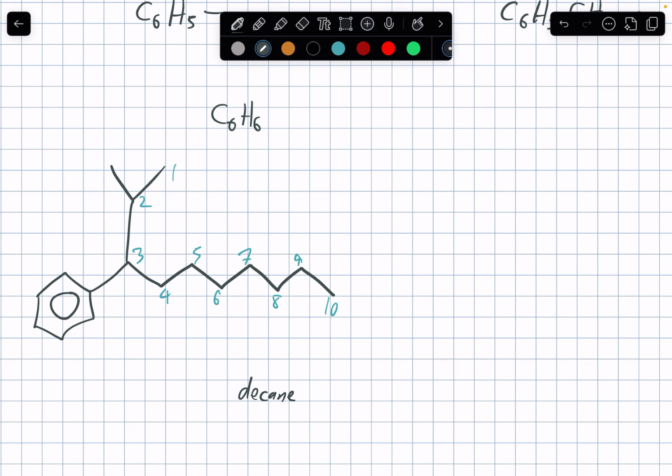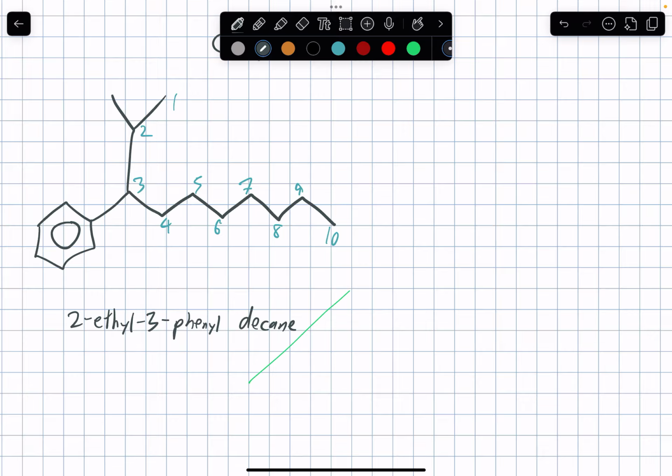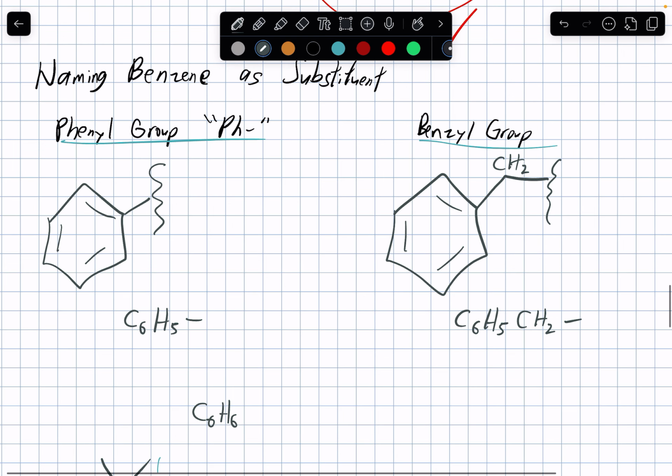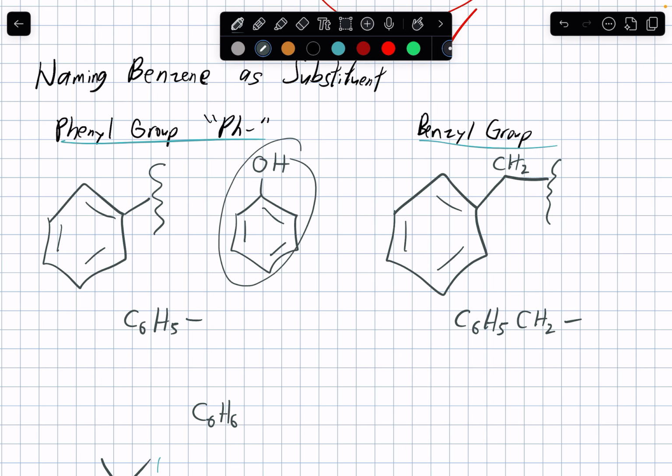We have a 2-ethyl, 3-phenyl. Yeah, 3-phenyldecane. That's it. That is correct. Again, don't mistake. This is a phenyl group under the context that benzene is a substituent. You don't confuse it with this one. This is a phenol. Okay? You call the entire thing a phenol.